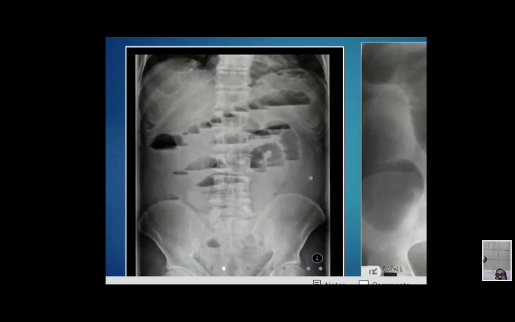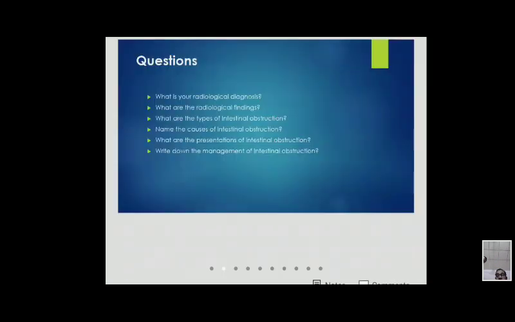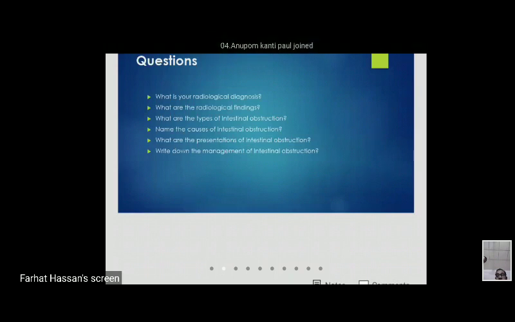So the next question is: what is the initial management of intestinal obstruction? What is the immediate management of intestinal obstruction?